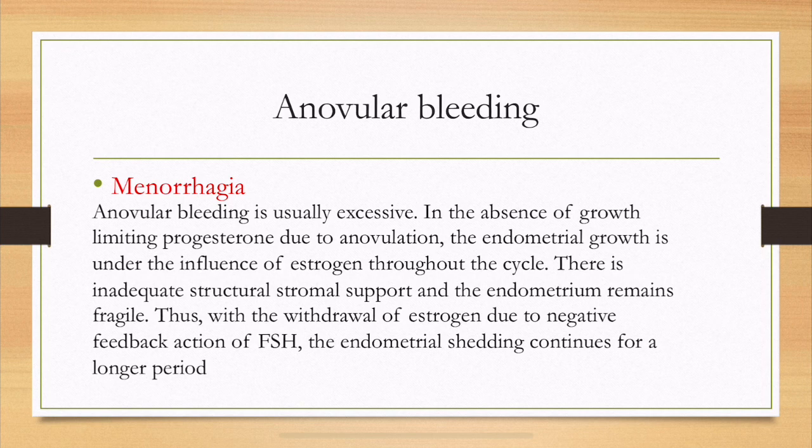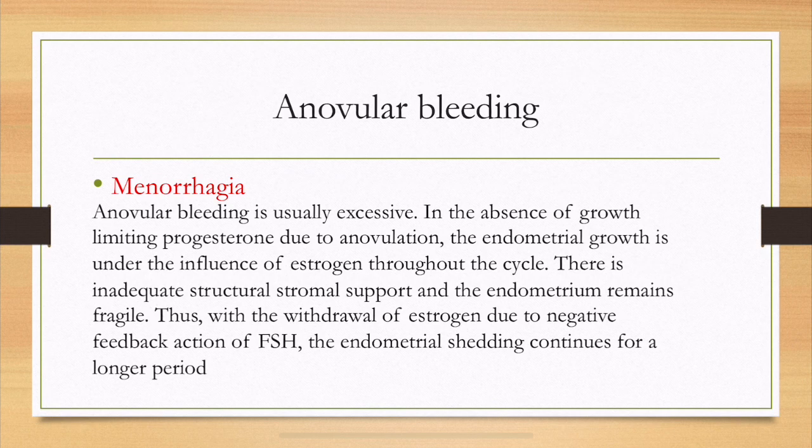Anovular bleeding is usually excessive. In anovular bleeding, ovulation is not occurring, so the bleeding is very excessive. How? In the absence of growth limiting progesterone. After ovulation occurs, there is rupture of the Graafian follicle and the residue is the corpus luteum, which secretes progesterone. Since ovulation is not happening, the corpus luteum won't be formed, so the progesterone also will not be there.